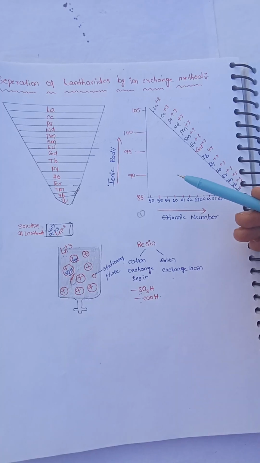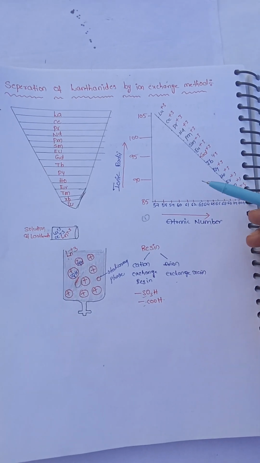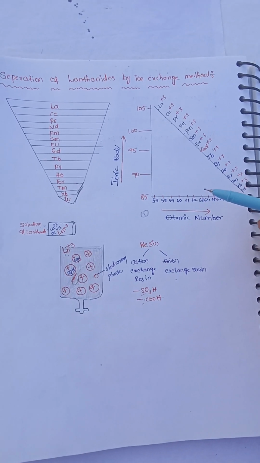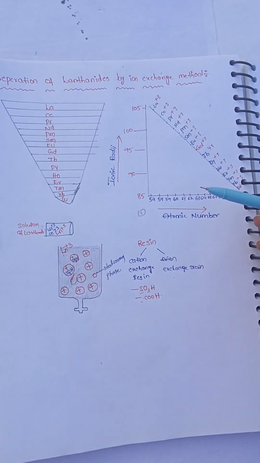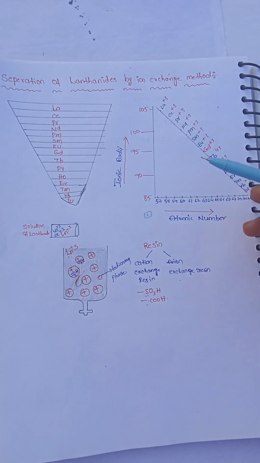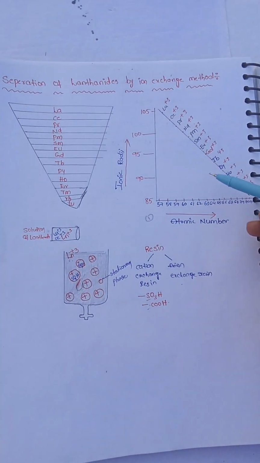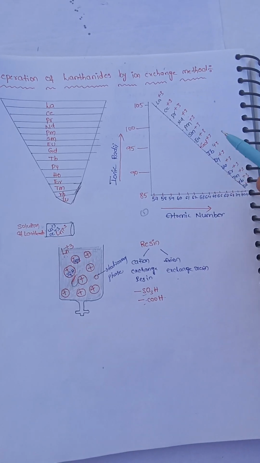First of all, I will explain how to separate the lanthanides by the ion exchange method, then I will give notes. Okay, now the first point: this is the lanthanide series, and this is the ionic radii diagram.